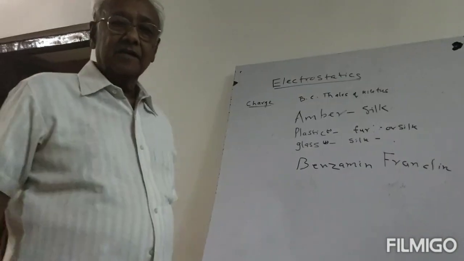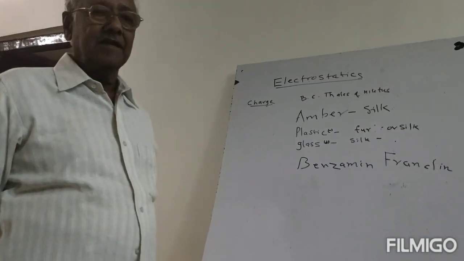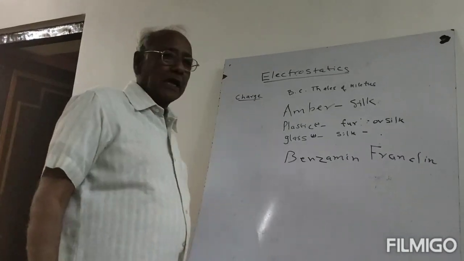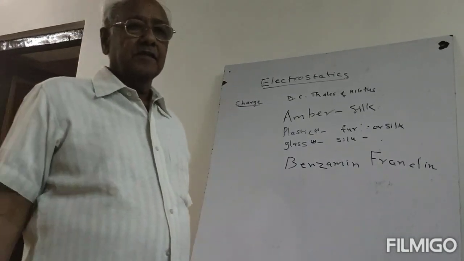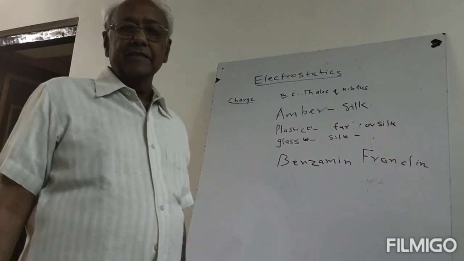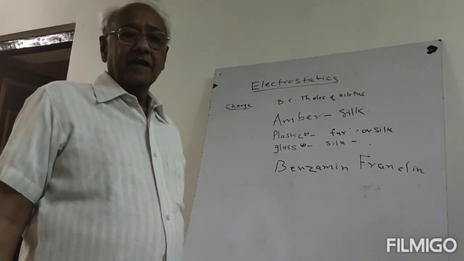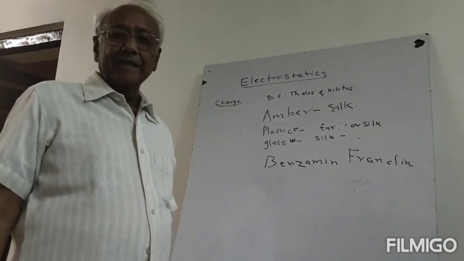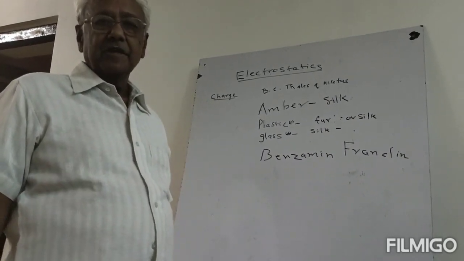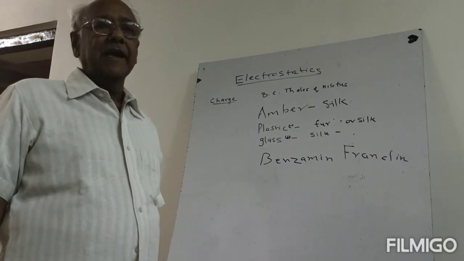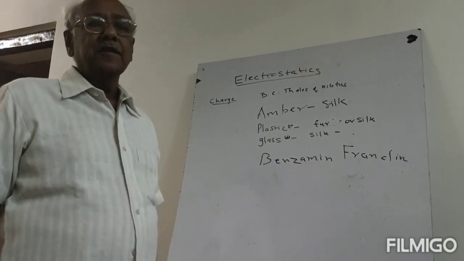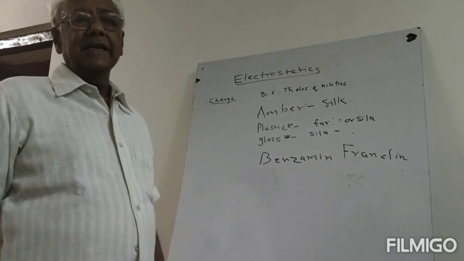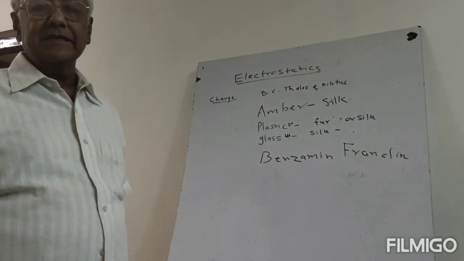Now, types of charges. There are two types of charges. One is positive and another is negative charge. The charge is a scalar quantity. Its SI unit is coulomb. Coulomb is a large unit and its small unit is microcoulomb, that is 10 raised to minus 6 coulomb.